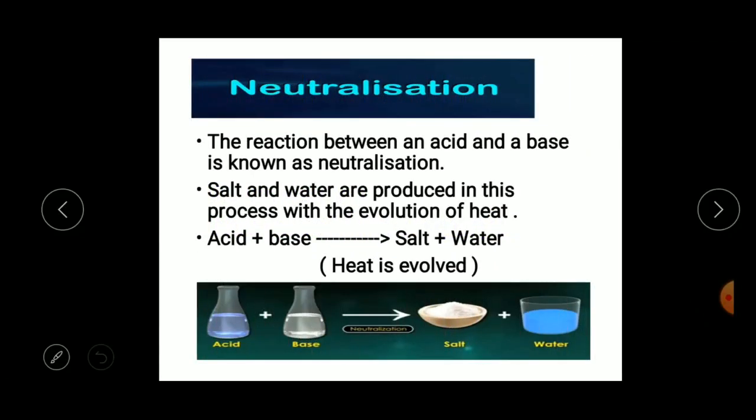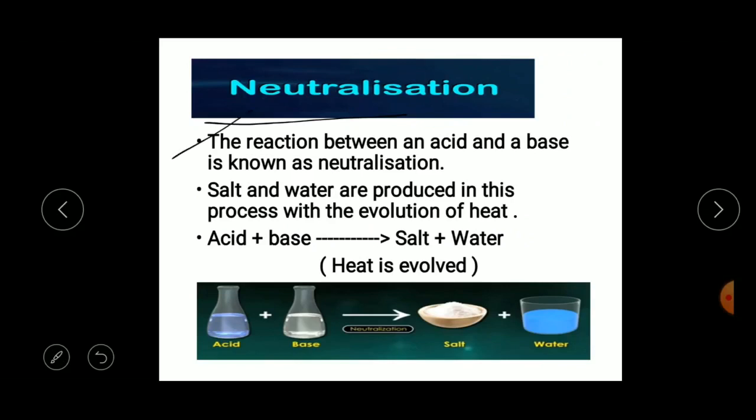Neutralization. Before knowing the meaning of neutralization, let us know the meaning of neutral, which we have already done in our previous class. Do you remember? Tell me children, what is the meaning of neutral? A neutral substance is any substance which is neither acidic nor basic in nature, right? Very good. Now what is the meaning of neutralization?